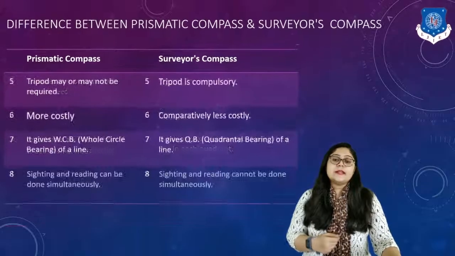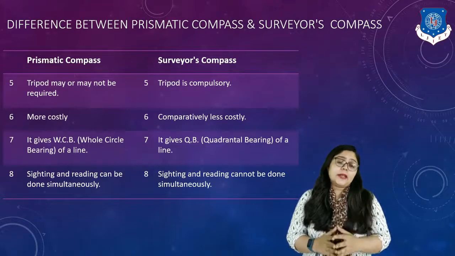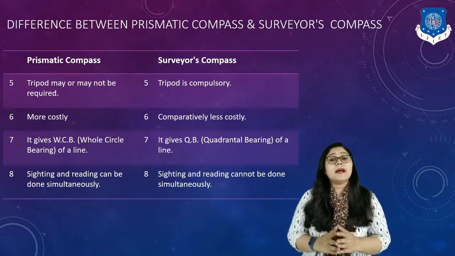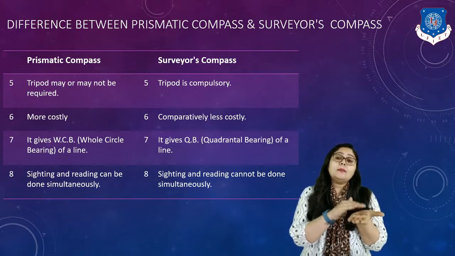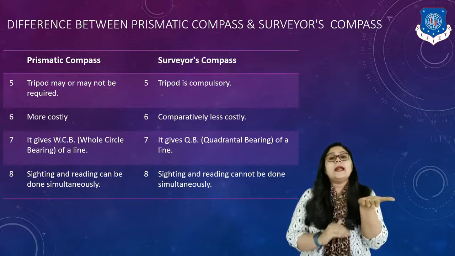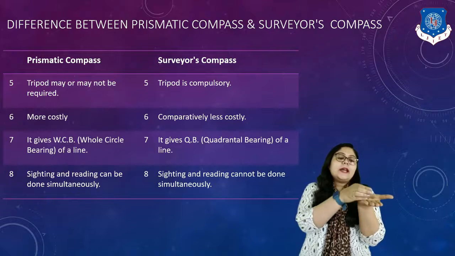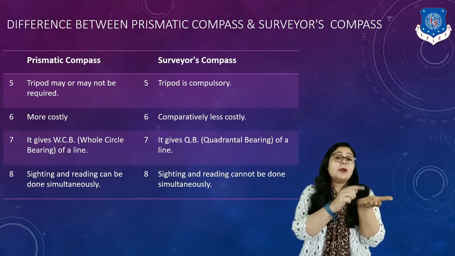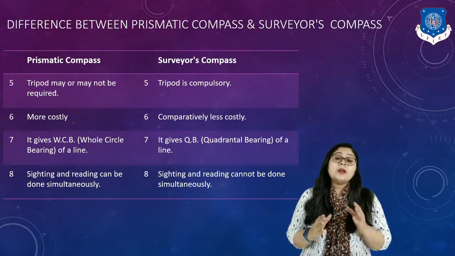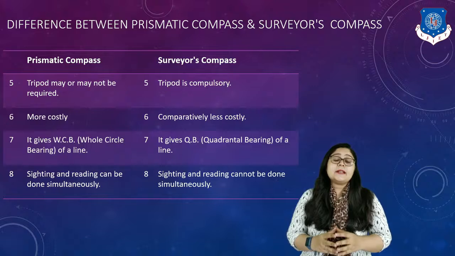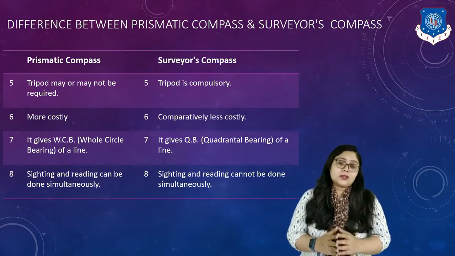Next difference is that a tripod may or may not be required in prismatic compass, but in surveyor's compass a tripod is compulsory, right? So sometimes we can take an angle by holding the prismatic compass in our hand also. While we try to keep our hand steady and utilize that compass, we can get the readings. But for surveyor's compass, it is not possible. We have to provide tripods, right? Next difference is prismatic compasses are generally costly, while surveyor's compasses are comparatively less costly.